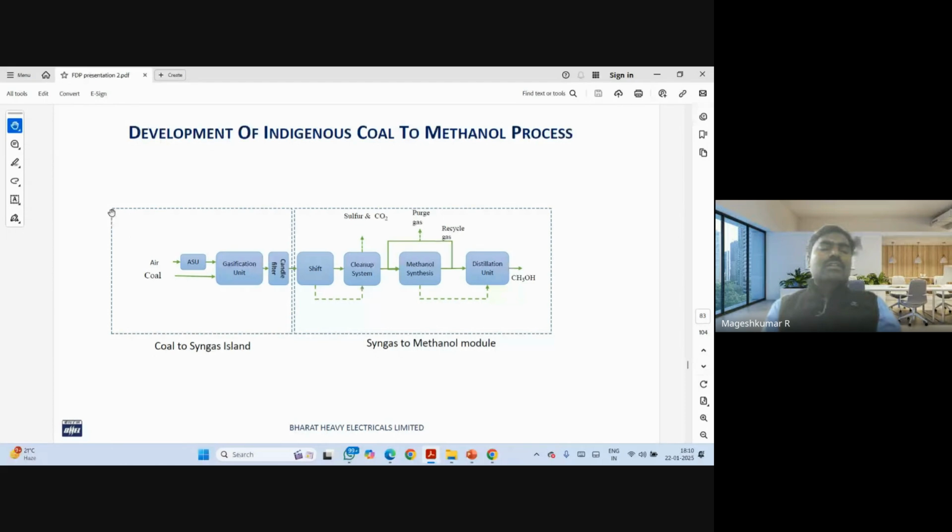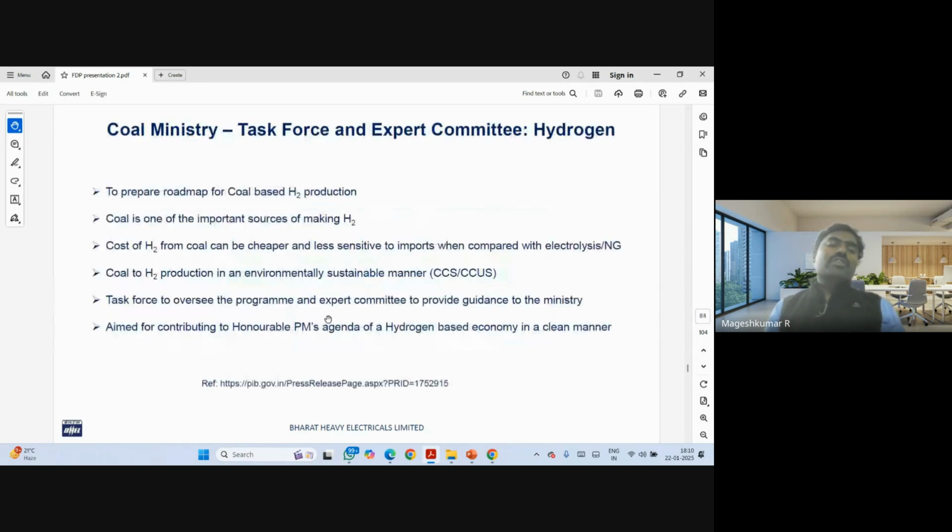So this is our coal to methanol process, where in the gasification unit air would be fed, and coal would be fed. Further, steam, which was not mentioned here, would also be fed inside. Then after gasification it would be filtered. After the shift reaction it would be cleaned up. Sulfur would be removed. CO2 would be removed. After that, by purge gas recycling, methanol synthesis would be done. After that it would be distilled, purified, and sent for usage.